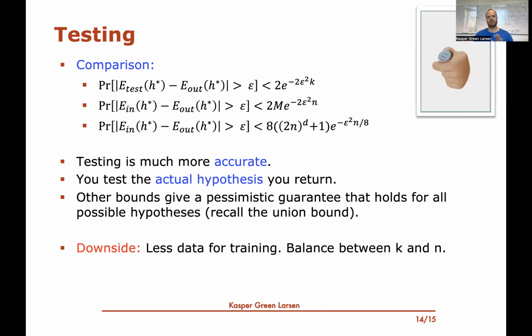The downside, of course, is that you have less data for training because you have to set aside these k items. So it's really a balance between k and n. If you want to give a customer a guarantee, you have to ignore some of the data, which is of course worse for training. If you have less data for training, maybe the model that you find is not the best one. The more data you have, the better the strategy of minimizing the in-sample error typically is. Okay, so that's the downside.